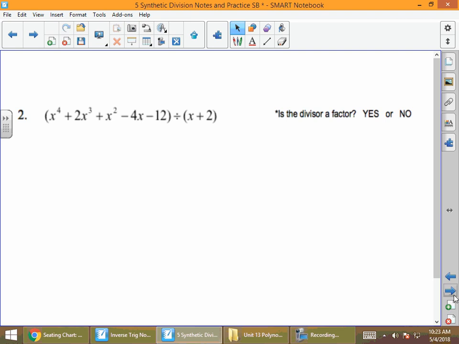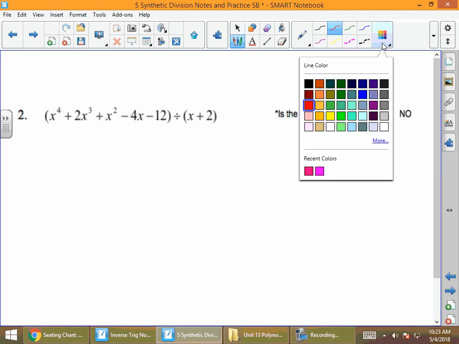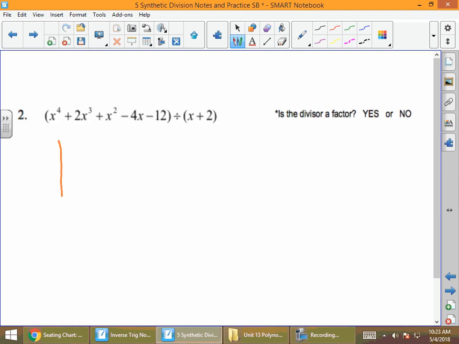Again, upside down division bar. Writing the coefficients. Number in front of the x fourth is 1. Plus 2, the number in front of the x cubed. Plus 1, the number in front of the x squared. Minus 4, the number in front of the x. Minus 12. We're dividing by x plus 2.